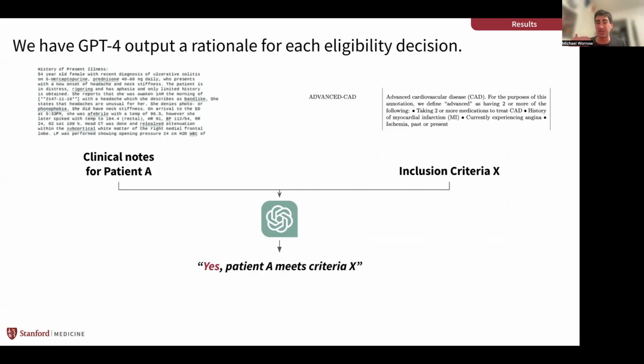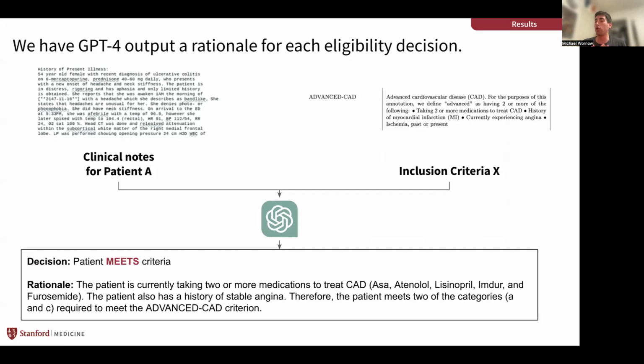But because the model is just outputting natural language, if we just ask the model, hey, in addition to saying yes or no, can you also tell me why you made that decision? The model will gladly output a rationale justifying why it made that decision. So now, instead of just saying, yes, the patient meets the criteria, the model will try to explain, yes, the patient meets this criteria because they're taking these medications, and I saw this in the note, and the patient has this history, et cetera, right?